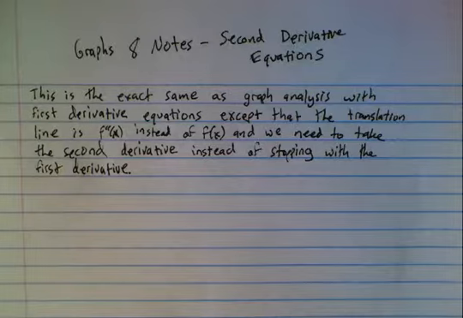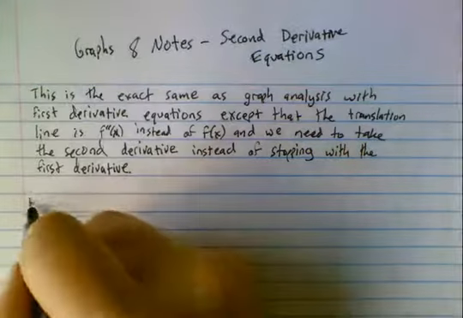By the end of this lesson, you should be able to do graph analysis with the second derivative as well as the first. This lesson is exactly the same as the graph analysis with first derivative equations that we did previously, except that the translation line is going to be f double prime of x instead of f prime of x, and we need to take the second derivative instead of stopping with the first derivative. Other than that, it's exactly the same. So let's jump right into some problems.